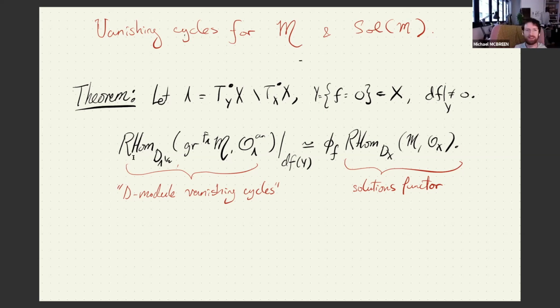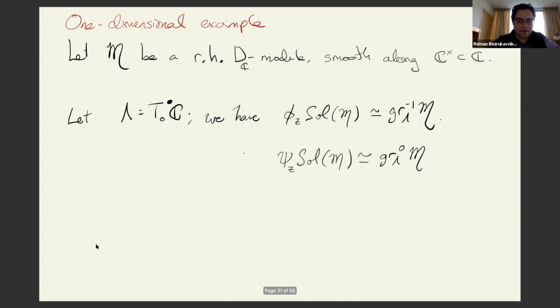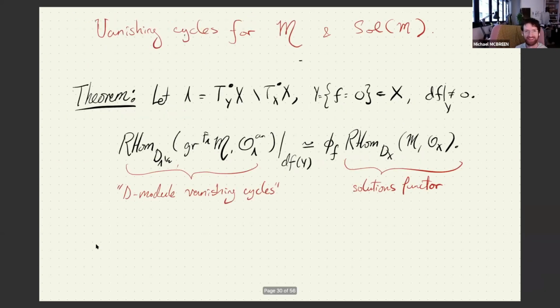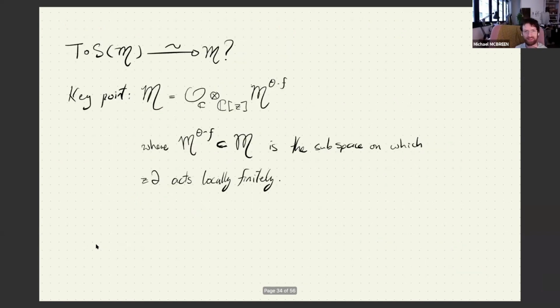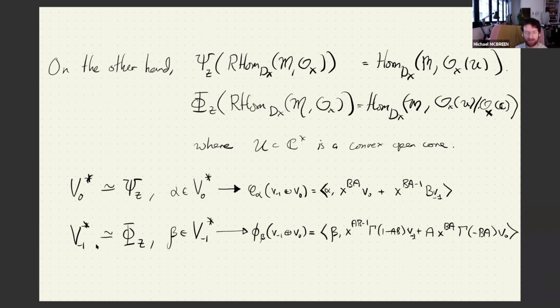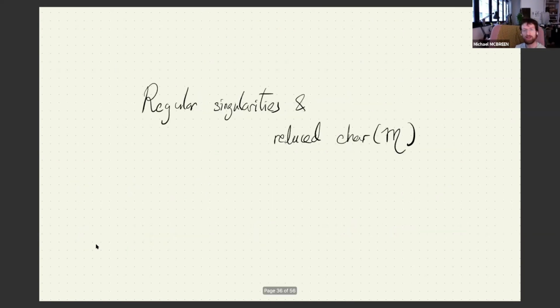All right, thank you for the question and the answers. So we have ourselves an example. Again, this is just spelling out the explicit identification of the vanishing cycles of the solution sheaf and the D-module vanishing cycles in our case. Don't worry too much about it for now.